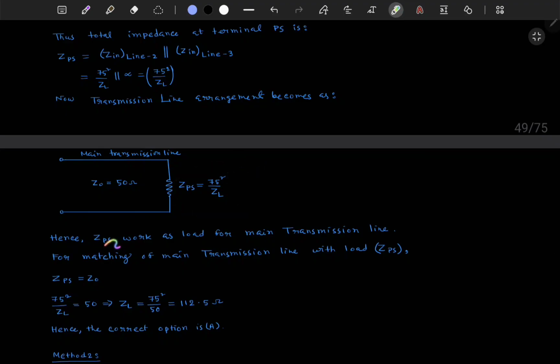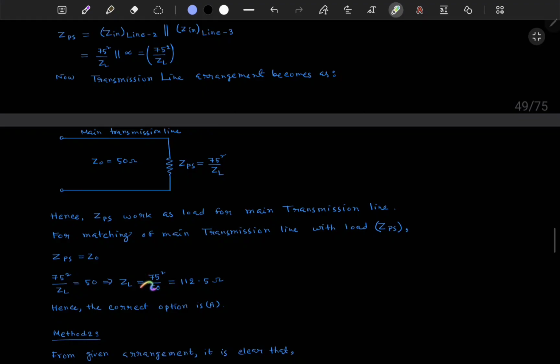Okay, hence ZPS works as a load for the main transmission line. So this is the final load that works for the transmission line. For matching of the main transmission line with the load, ZPS equals 0. Now 75 square by ZL here equals 50 for the matching of the load, so load matching. Okay, this will be the same as the characteristic impedance. So if we equate, we can get ZL equal to this.